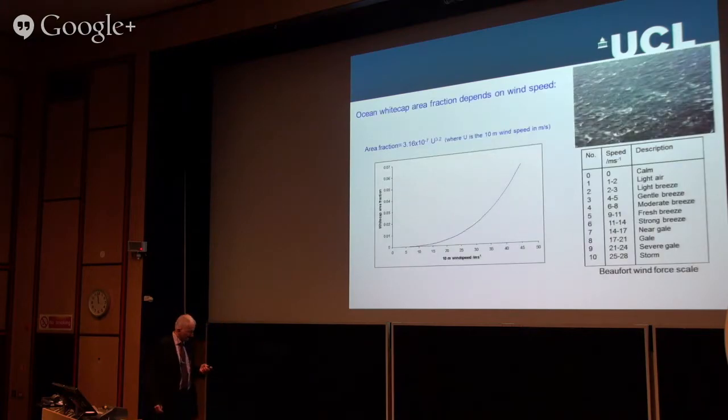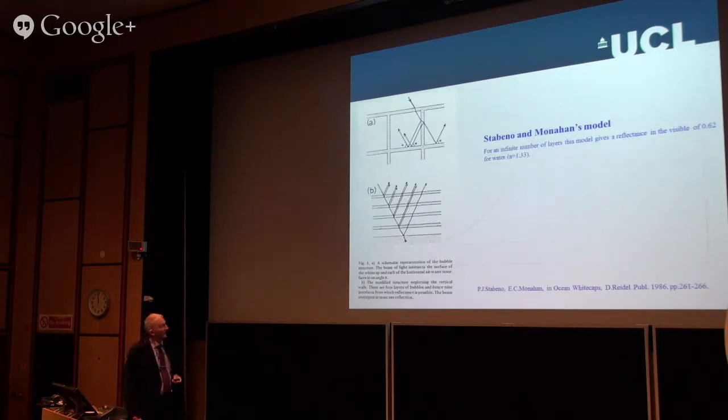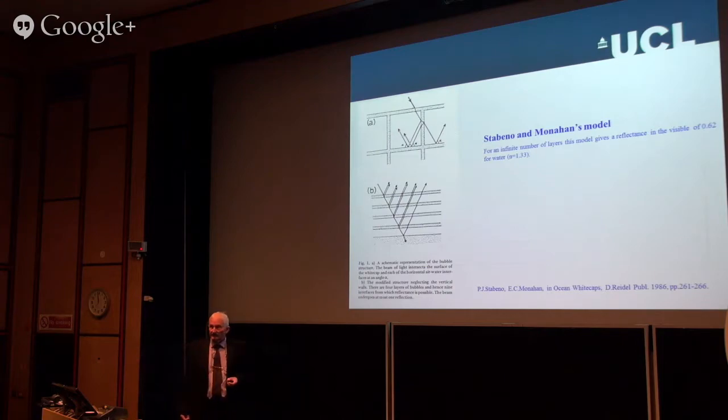Ocean whitecaps themselves do contribute to the Earth's radiation balance. They are related to the 10 meter wind speed, and there is one of many equations for area fraction of 1% requires a 25 meter wind speed, and on the Beaufort wind force scale, that's a storm. So that's the problem.